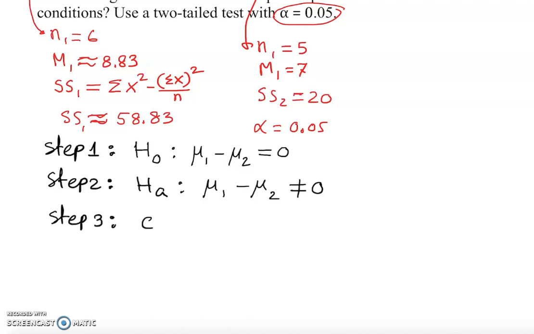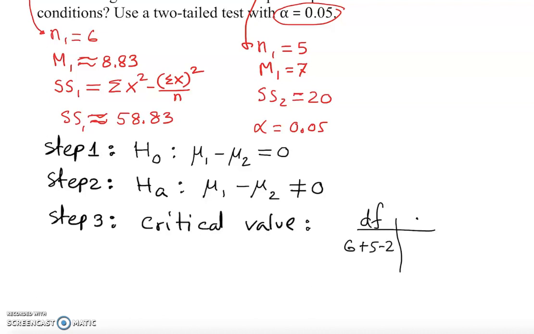Step 3, we find the critical value by using the alpha level. How do you find the critical value? We need the degrees of freedom, which is n1 plus n2 minus 2. In this case, 6 plus 5 minus 2. There is a sample of 6 and a sample of 5. There are 2 groups, so we add them and subtract 2. That gives us 9. Then the alpha level is 0.05.